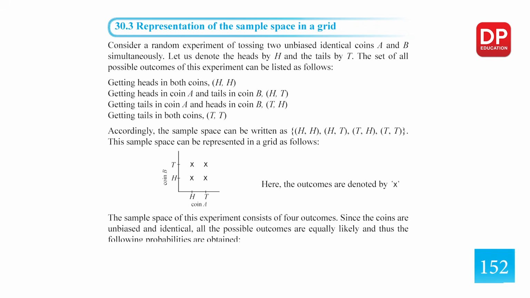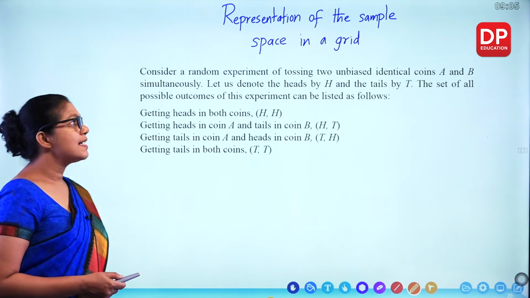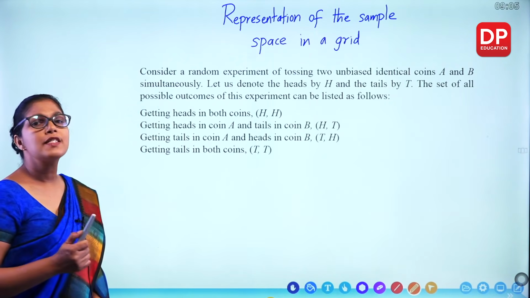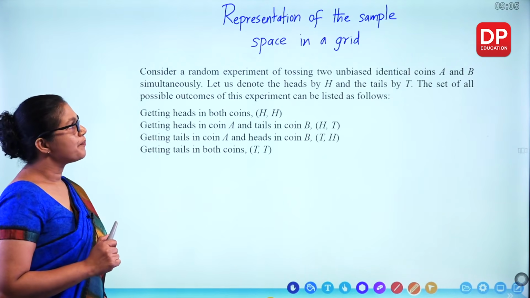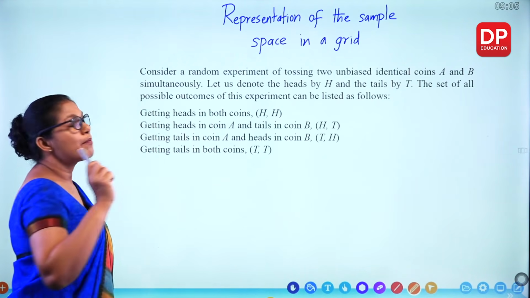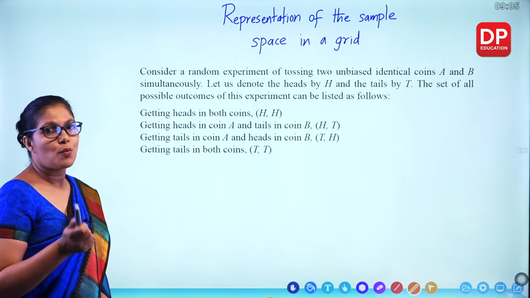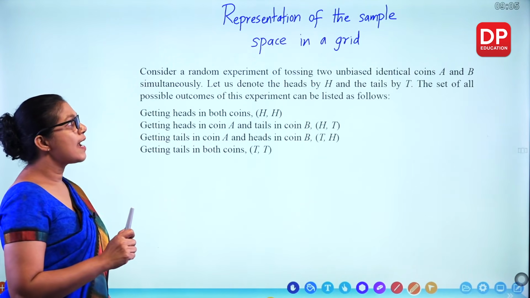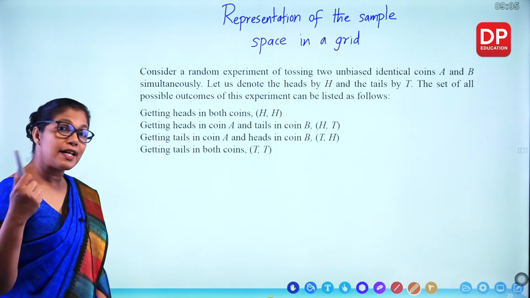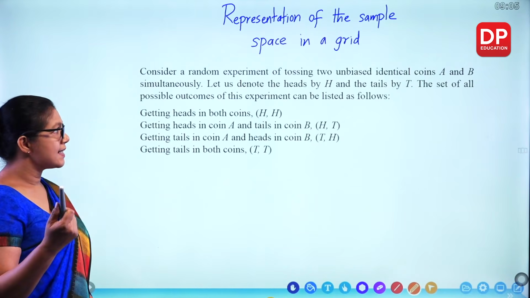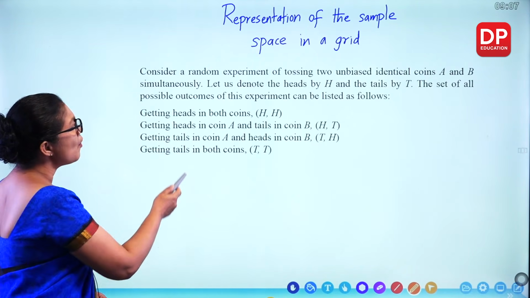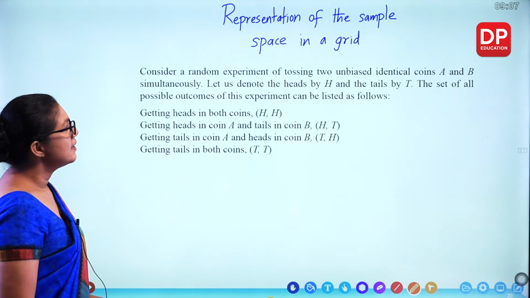Now we'll look at how we can represent probabilities in a sample space diagram. So here in probability, we have two types of diagrams. One is called sample space diagrams. The other one is tree diagrams. We are doing it later. Now we'll take this example.